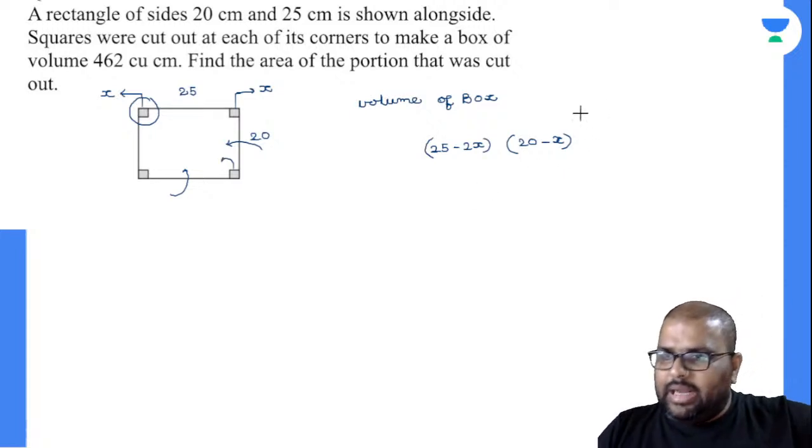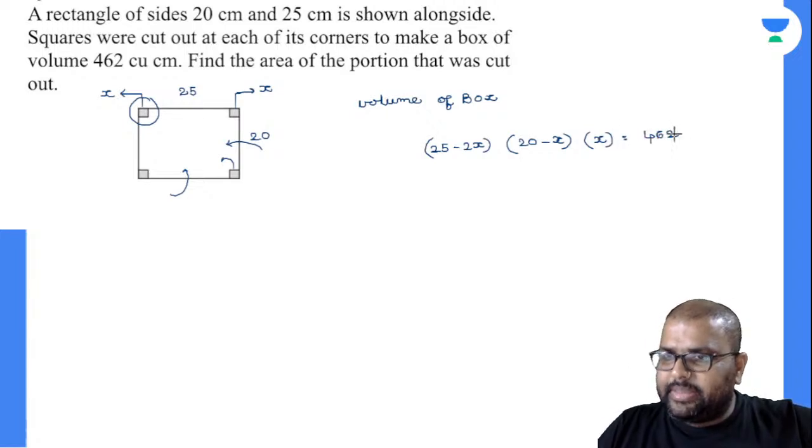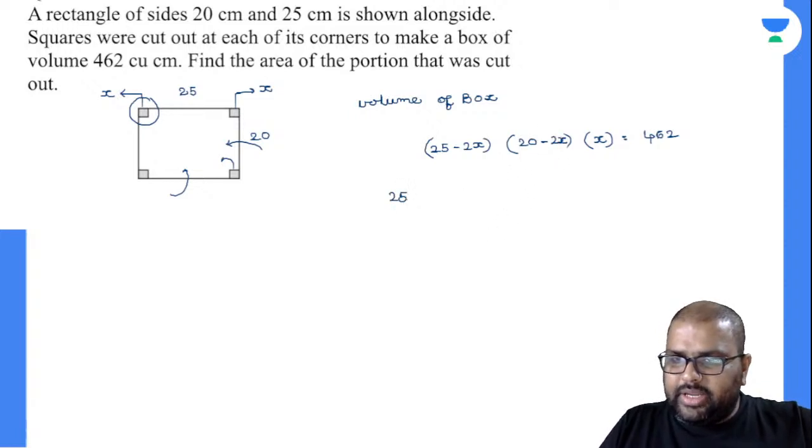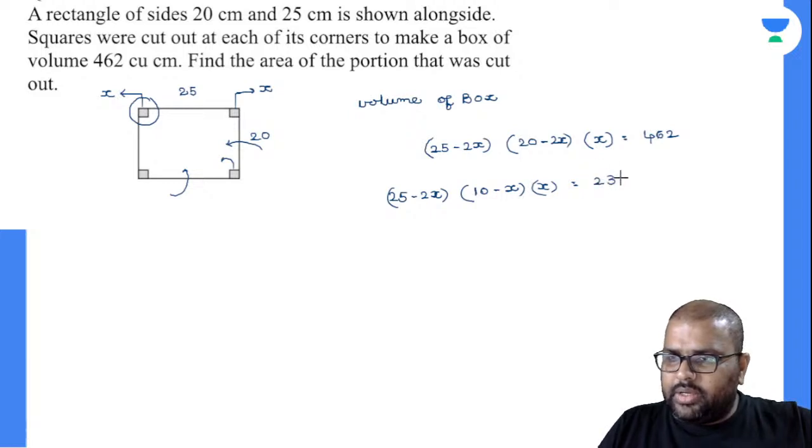Hope it's clear. Now height will be x. Now this is equal to 462 cubic centimeter. This is not x, this is 2x. 20 minus 2x. So I'll take x as common. I'll write this value 25 minus 2x, I'll take x as common. This will become 10 minus x. And this is x, which will be equal to 2, 3, 1.